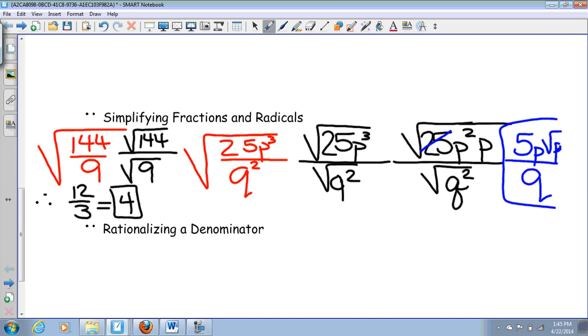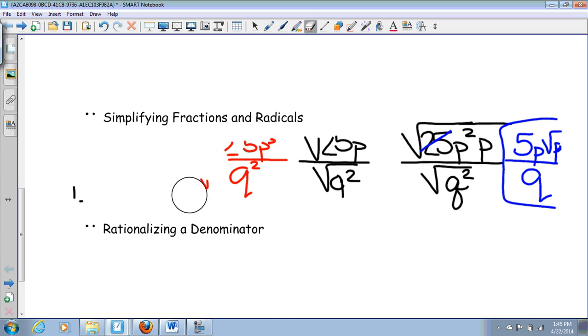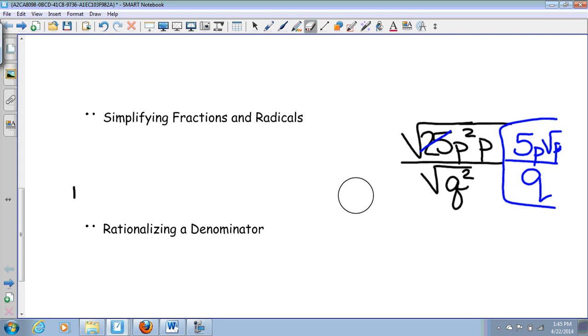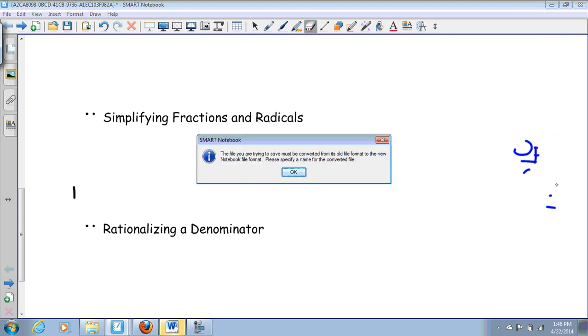We can also simplify them in fraction form by simplifying the fraction first. In those two examples, that wasn't necessarily an option because the numerator was not divisible by the denominator.